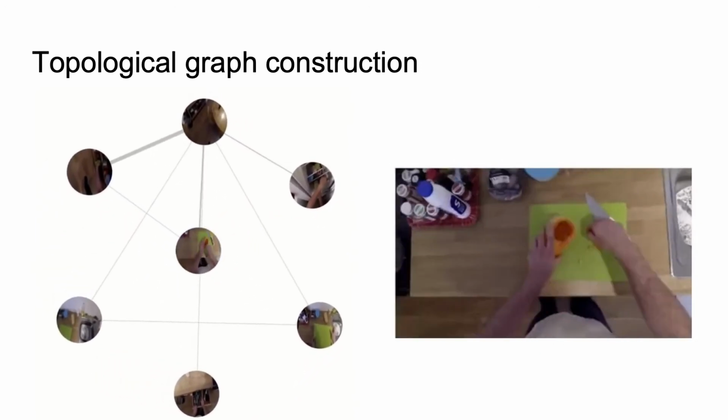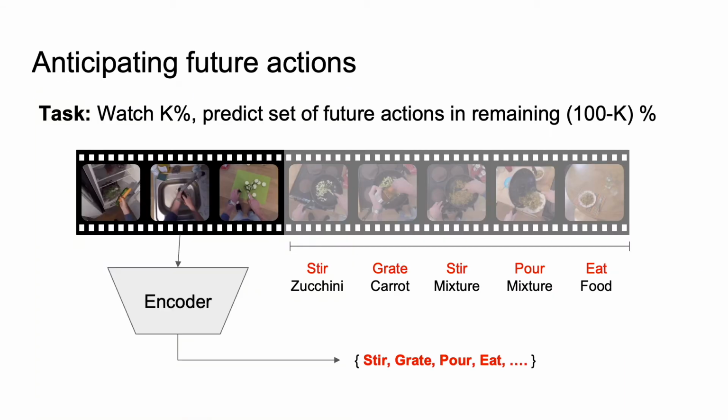We'll now see two important tasks that we use our EGO-TOPO graphs for: anticipation and scene affordances. In our long-term anticipation experiments, the model must watch a fraction of a video and then predict the set of future actions in the remaining video. Unlike traditional anticipation, which focuses on predicting the action in the next 1 second, this task requires an understanding of how much of an activity has elapsed and what's required to complete it, for which a reliable encoding of past video is essential.